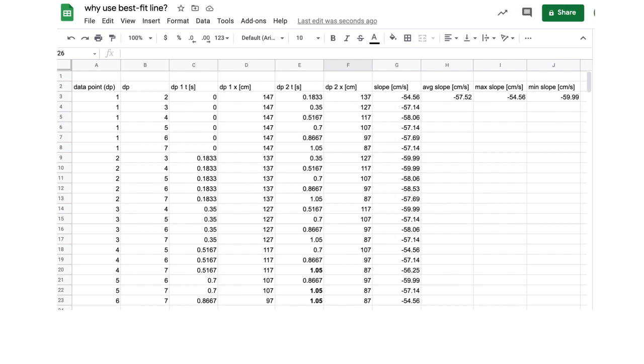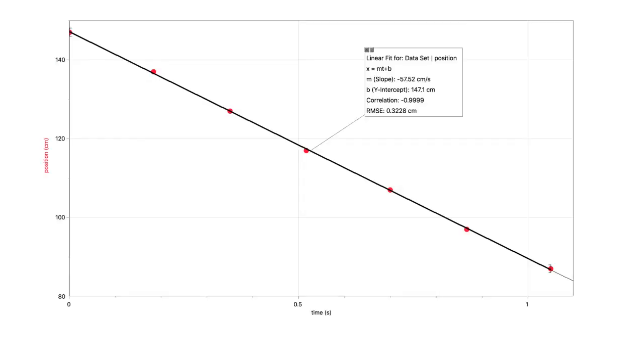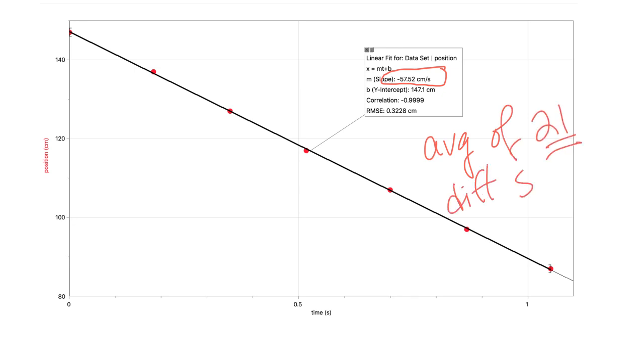So now check this out. Here's the same data set that I showed you in the beginning. And this time I used all 7 points to do the best fit line. Look what that slope is. Can anyone see what that slope reads? Minus 57.52 centimeters every second. That is notable because that is the average slope of all 21 different combinations.